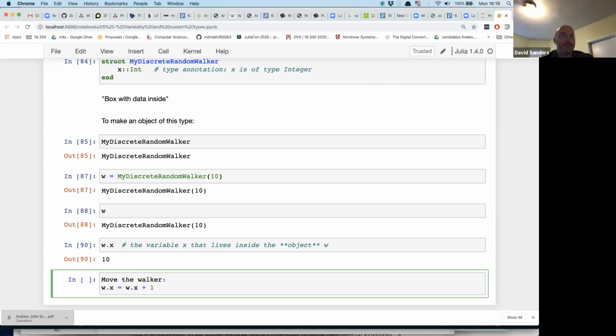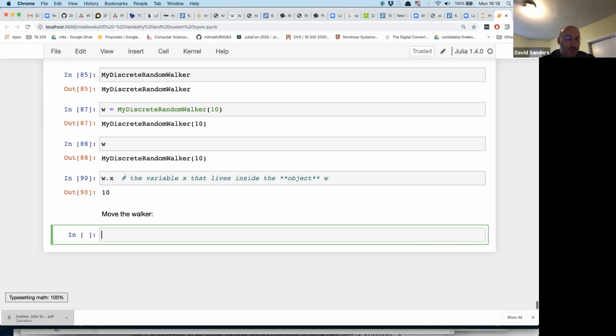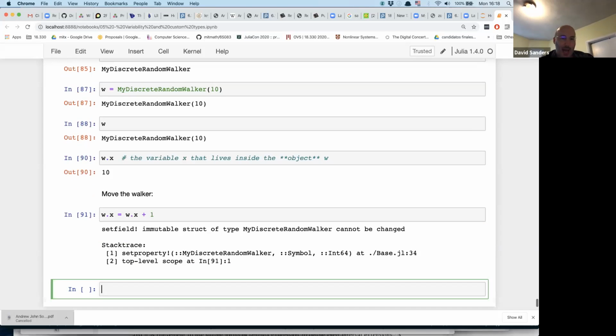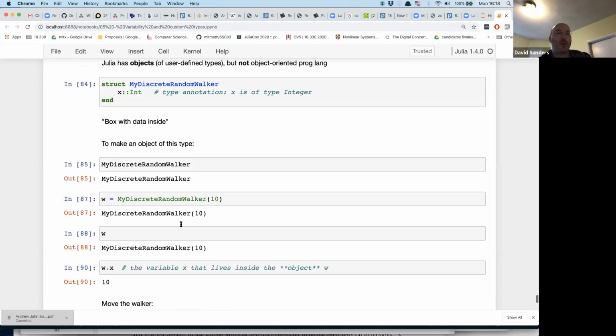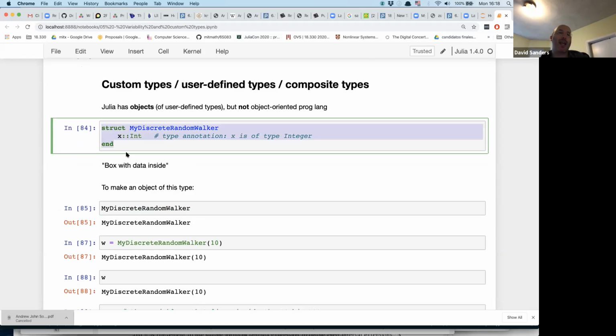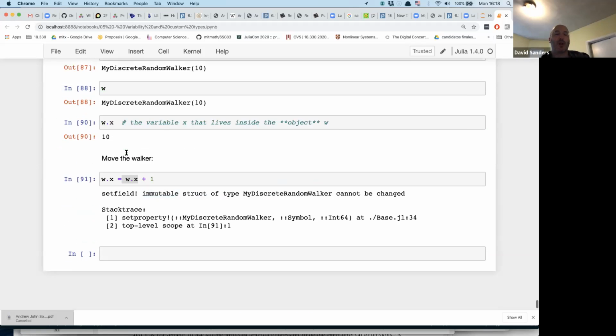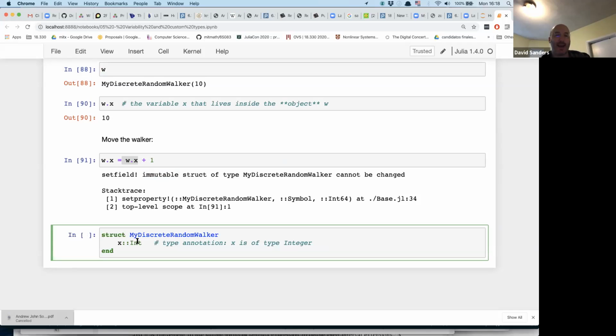Okay, so I need that in a separate line. And now I have a problem. It says set field. When I'm trying to change a field, that calls a function called set field, but I have an immutable struct. By default, when I write struct, it gives me an immutable struct. So I cannot change the things that are inside the object of that type. So actually what I want to say is it's a mutable struct.